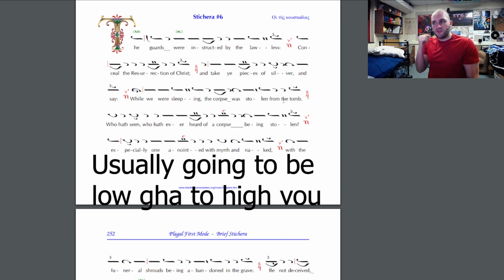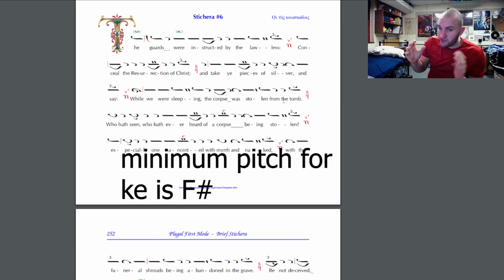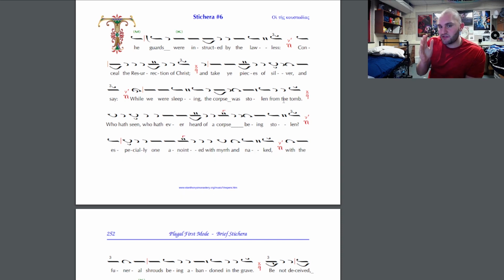But the thing that's important, in order to keep the energy, because the music is not that rangy, you have to place the pitch at a decently high frequency, right? I hear a lot of people sing Plagal First mode based on D as the pitch. And it sounds like this. The guards were instructed by the lawless.